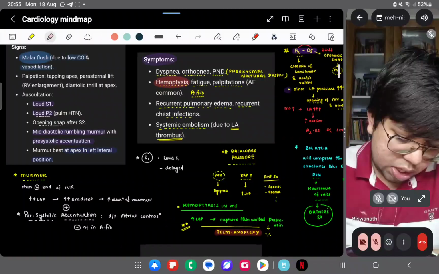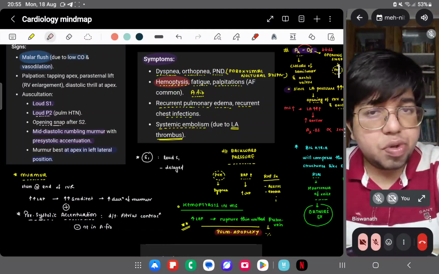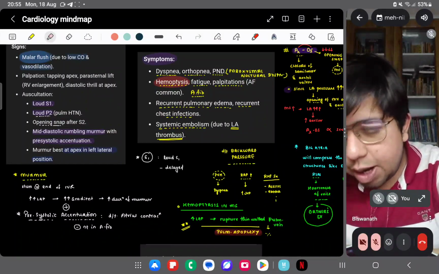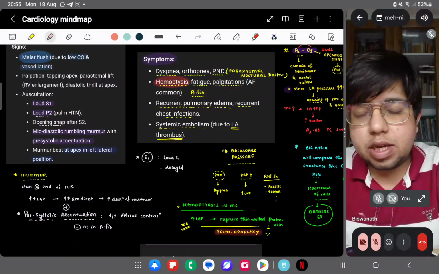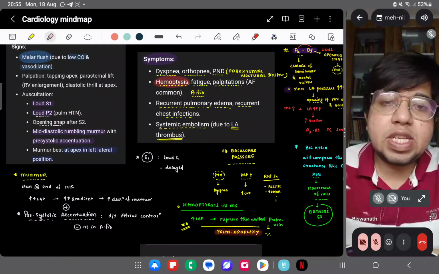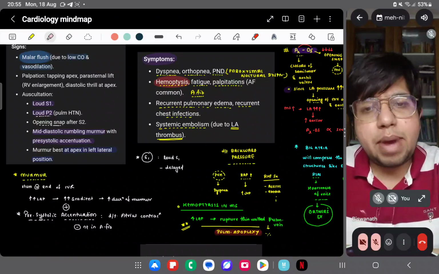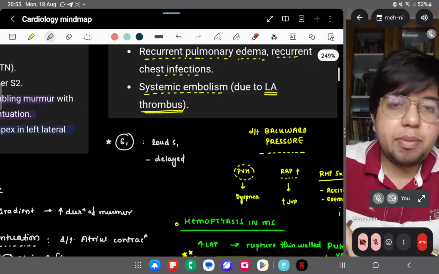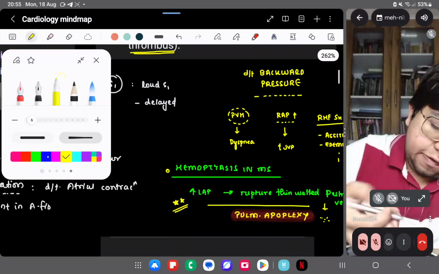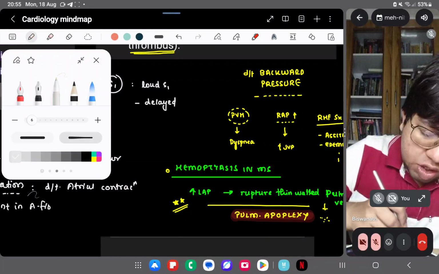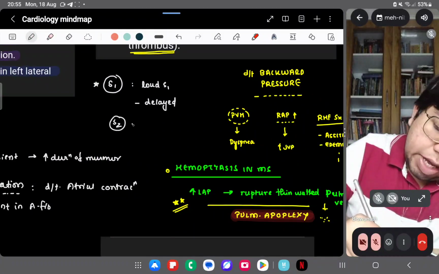Loud S1, loud P2. Loud P2, you know the reason. Obviously, I talked to you about pulmonary hypertension, loud P2. What will happen to S1? Loud S1. What will happen to S2? S2 will be palpable, obviously, and there will be wide split S2 here. I haven't written it, but it was obvious, S2 will be wide split.